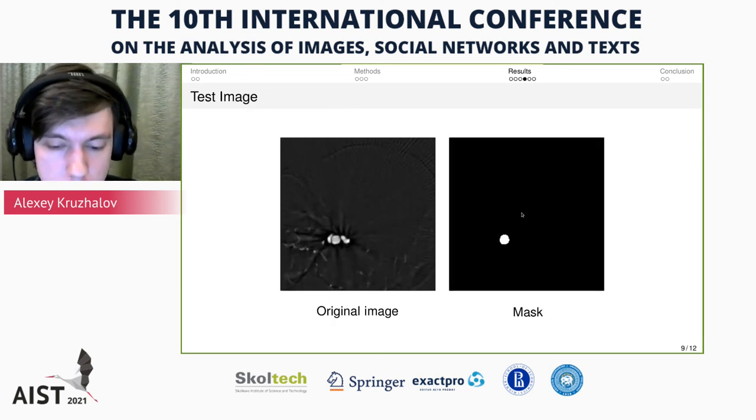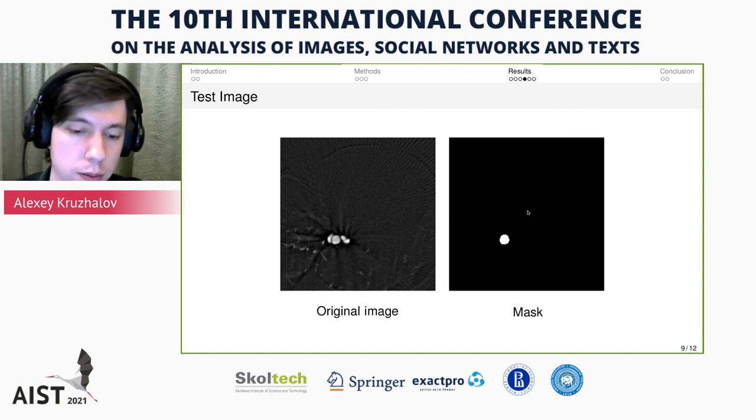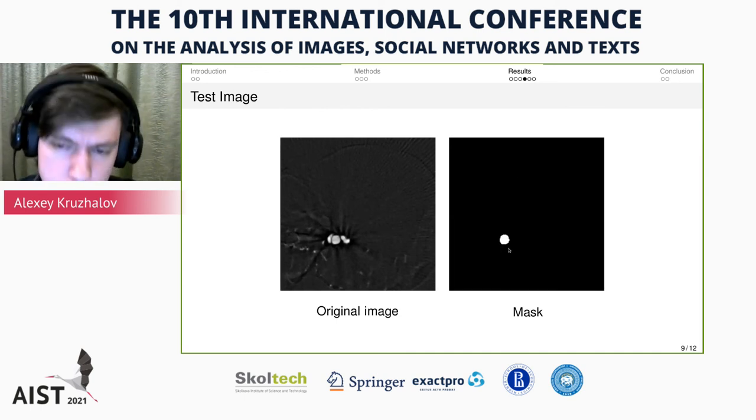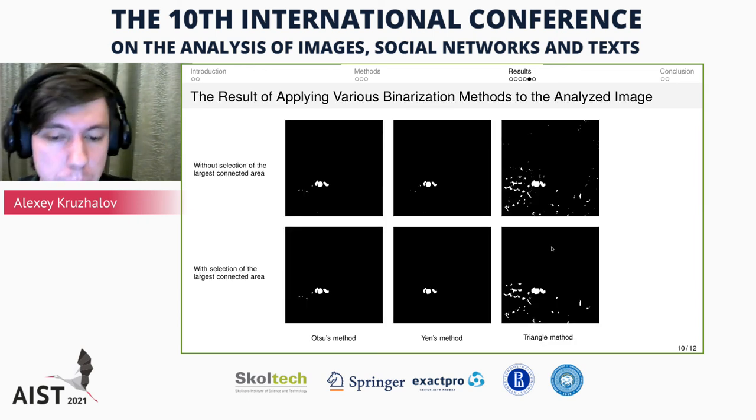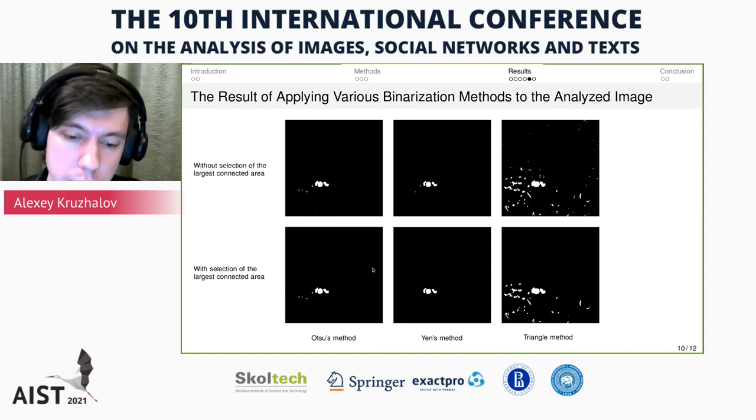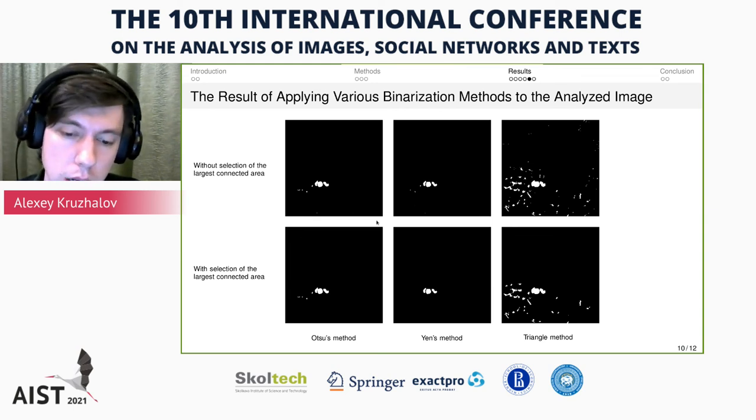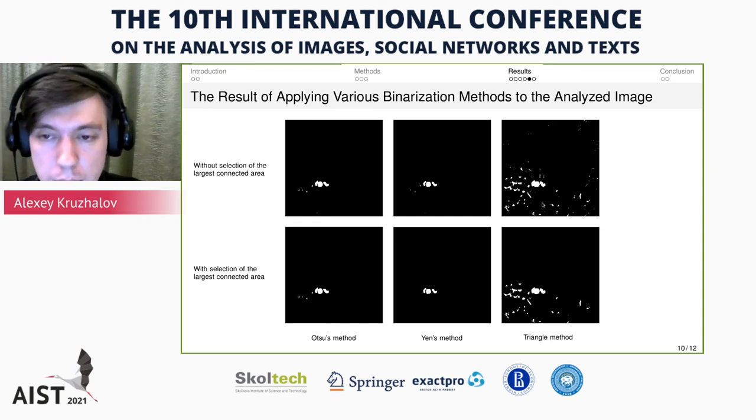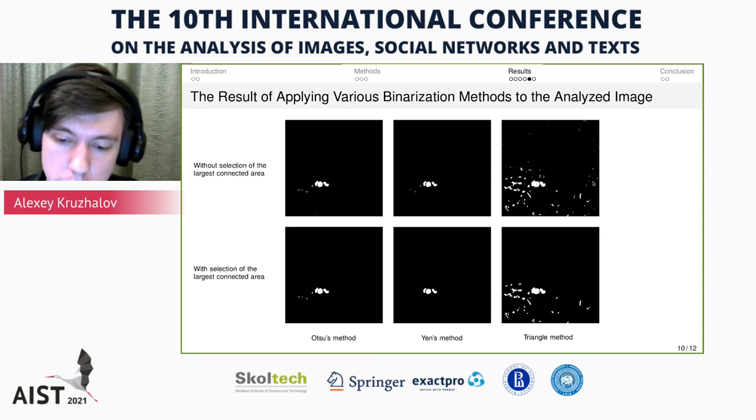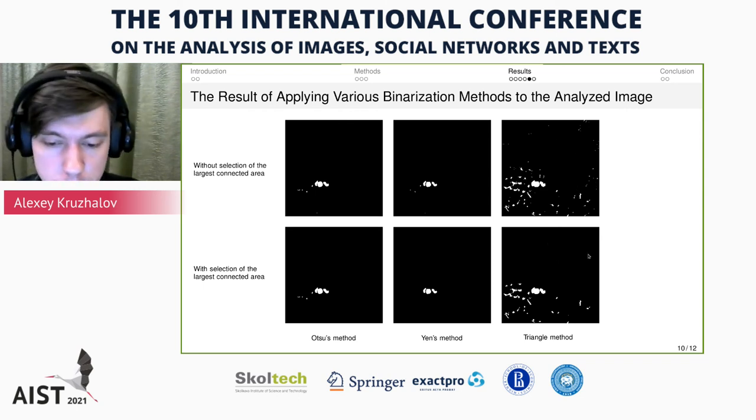And to confirm the results obtained, we carried out an analysis of the operation of the considered algorithm on a test image. We took as a test image a slice of the original image, which included a region of interest. This slide shows examples of the operation of the analyzed algorithms on a test image. The first line shows results before the selection of the largest connected area, and the second line shows the results after that. From the examples given, it can be seen that the Otsu's and Jenks methods identified only large vessels with high contrast. The triangle method turned out to be more sensitive to the selection of the less contrasting small vessels, but when using it, some noise components are also highlighted, which are removed after the selection of the largest connected area.